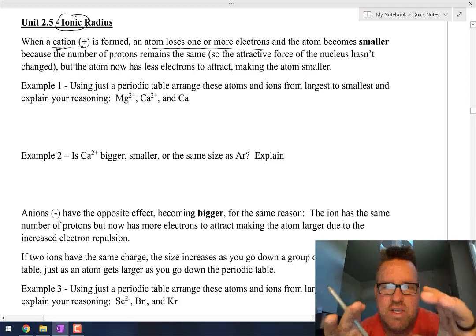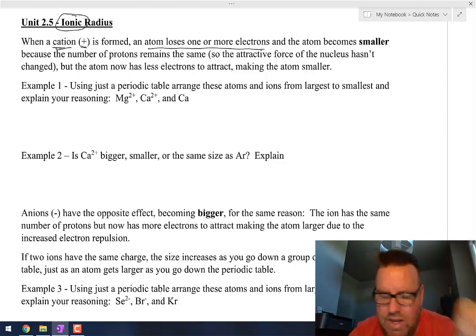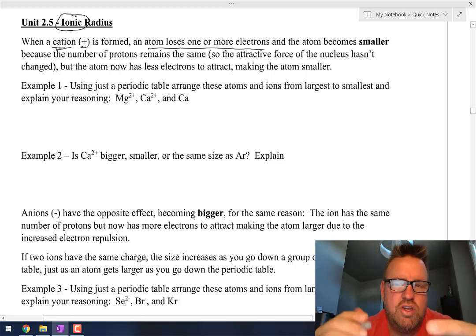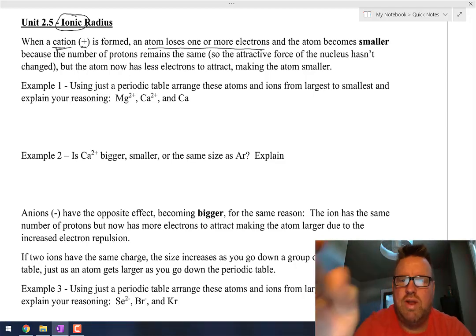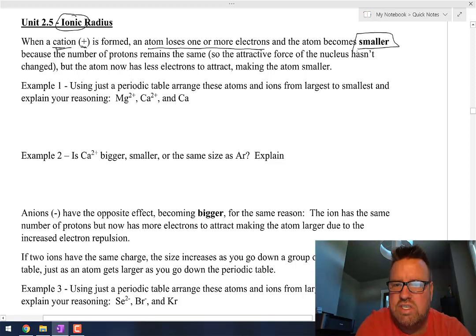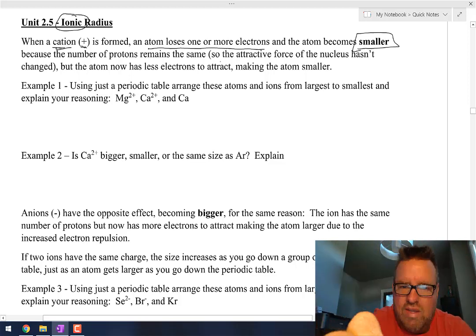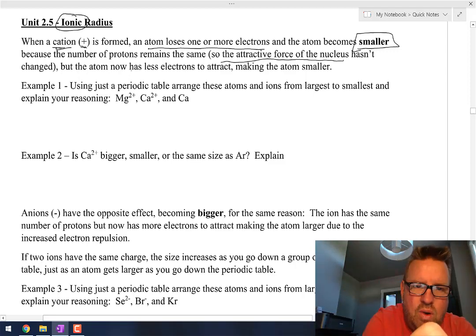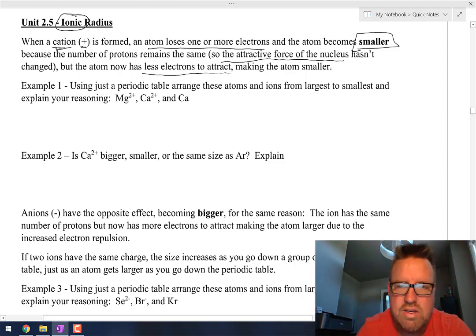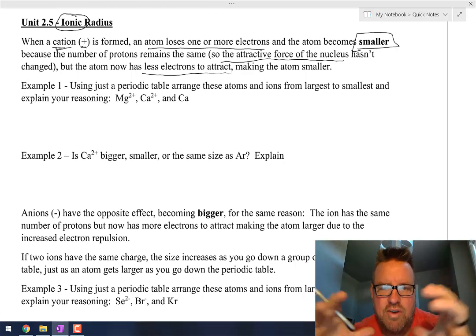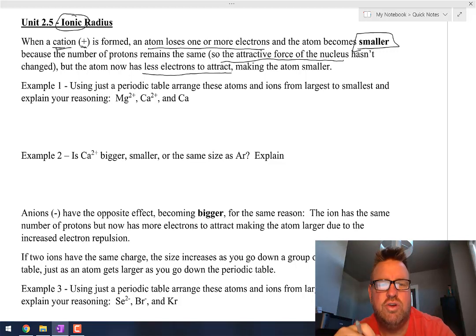So let's think about this. Let's say we have a calcium atom that has 20 protons and 20 electrons. If you take some of those electrons away, you haven't changed the protons at all, but you now have less electrons to attract. And so that ion is now smaller than the original atom because you have the same attractive force of the nucleus. That hasn't changed at all, but now there's less electrons to attract. So less electrons, but the same force means that the electrons that are left are going to get brought in a little bit closer to the nucleus.